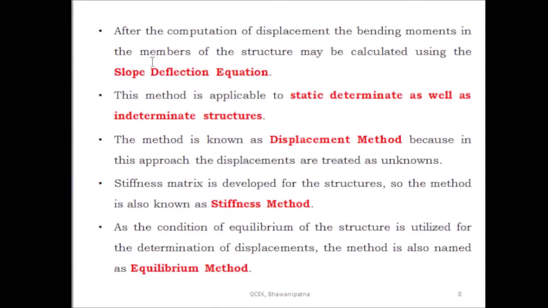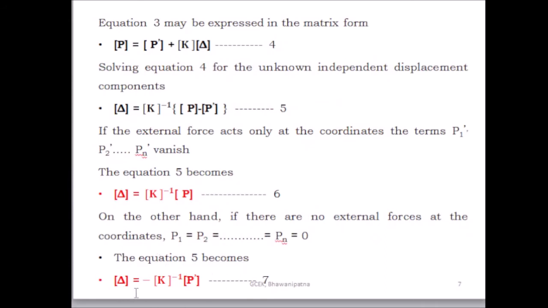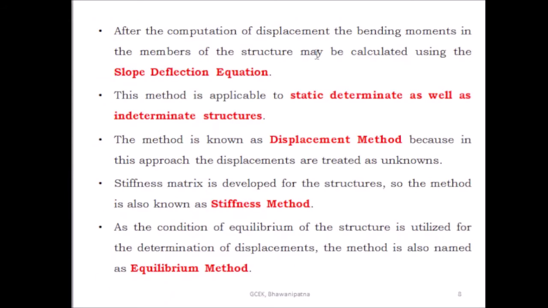This is equation 7. After computation of the displacement using expression 7, the bending moment in the member of the structure may be calculated using the slope deflection equation. This method is applicable to statically determinate as well as indeterminate structures. This method is known as the displacement method because in this approach the displacements are treated as unknowns. Also, it is called the stiffness method because the stiffness matrix is used.